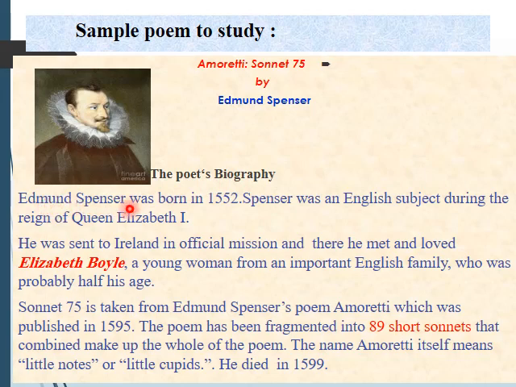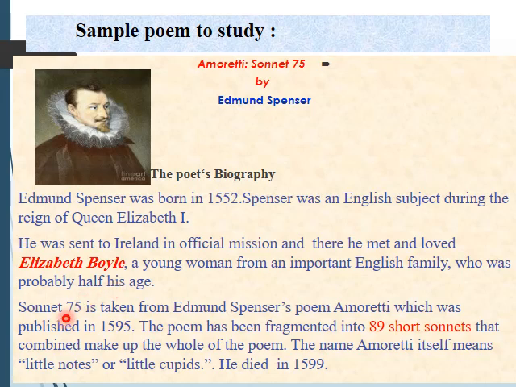Edmund Spenser was born in 1552. Spenser was an English subject during the reign of Queen Elizabeth I. He was sent to Ireland on an official mission, and there he met and loved Elizabeth Boyle, a young woman from an important English family who was probably half of his age.